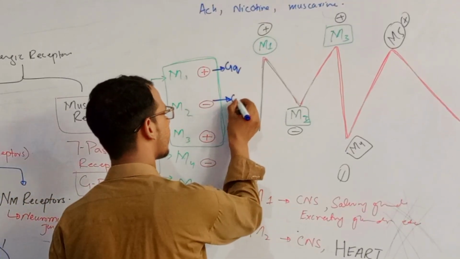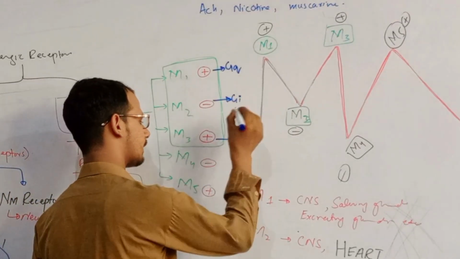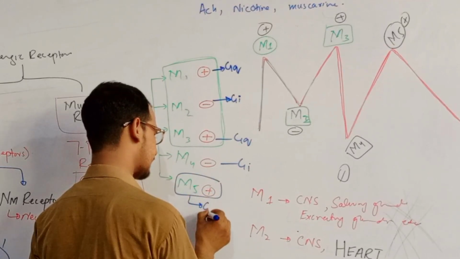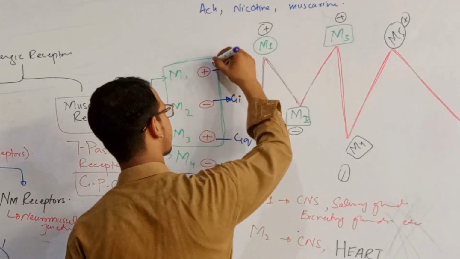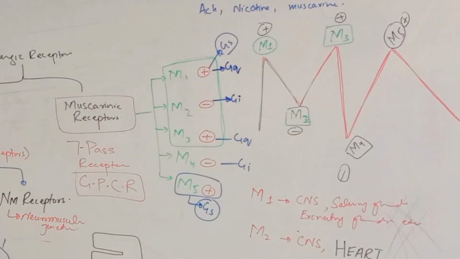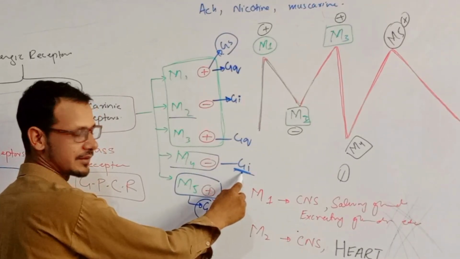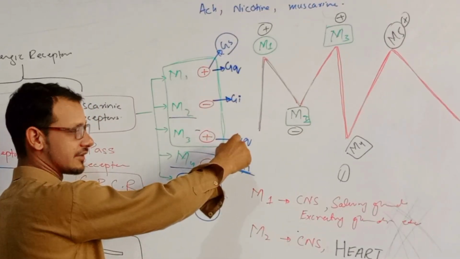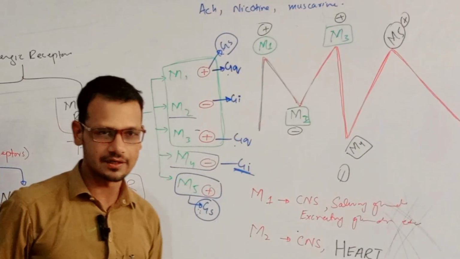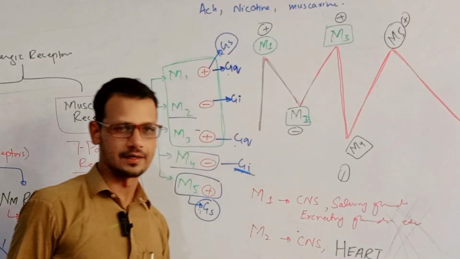This is Gi, this is inhibitory. This is Gq, this is Gi, and this M5 is working through Gs, and this M1 receptor is also working as a Gs receptor, right? So M2 and M4 are Gi protein coupled receptors, and these are Gq protein coupled receptors. These are Gq and Gs protein coupled receptors, and these are Gs protein coupled receptors, stimulation, right? So M2 receptors are basically present on the heart, right?